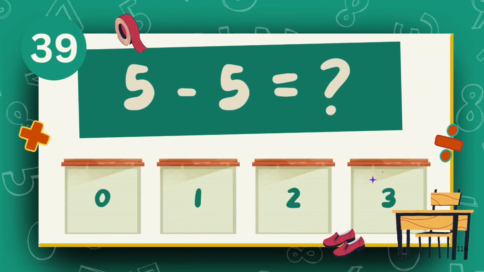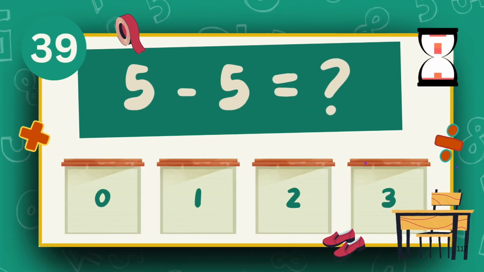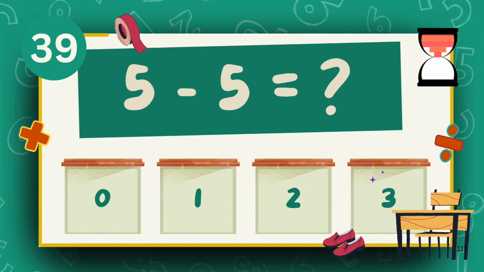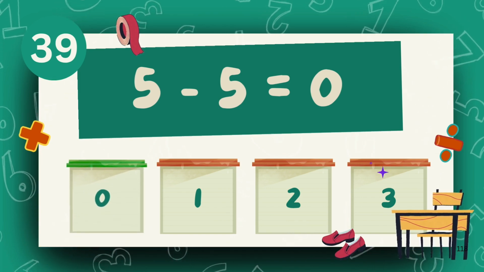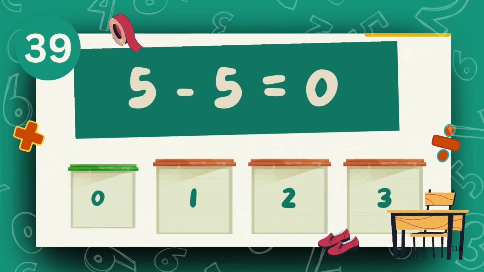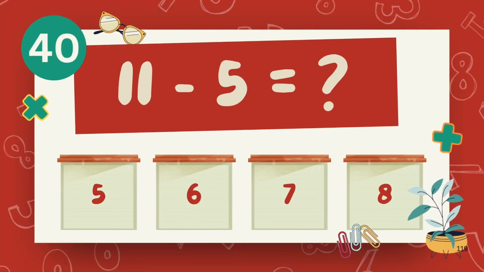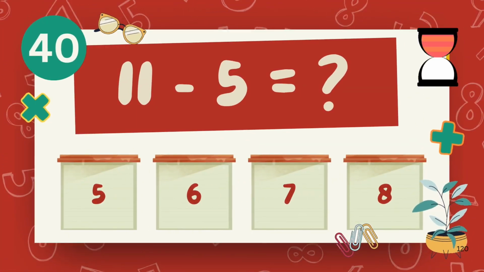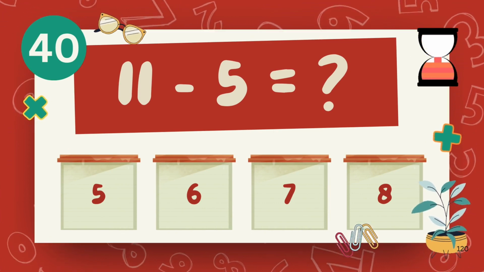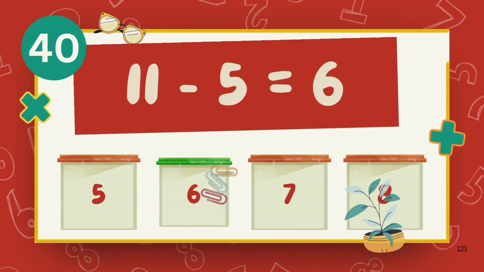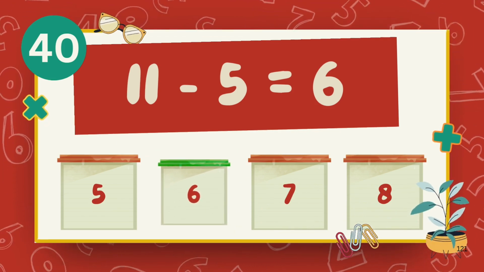What is 5 minus 5? The answer is 0. What is 11 minus 5? The answer is 5.